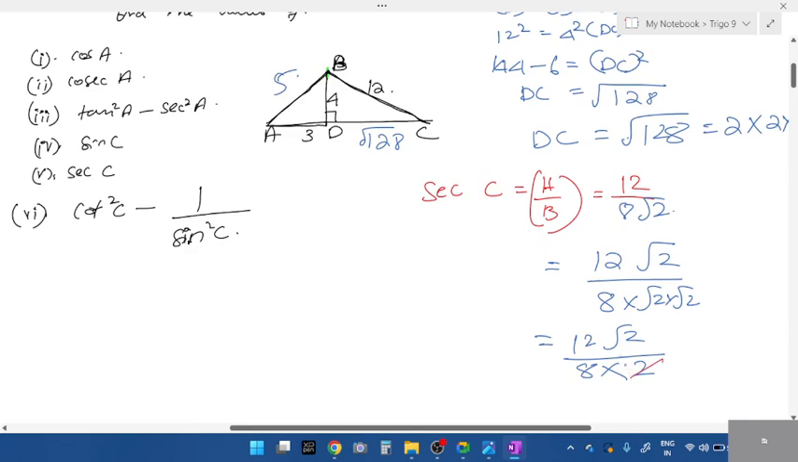Now let me reduce it. When you reduce, what do we get? 2 1s are 2, 6 are. Next, 2 4s are, 2 3s are. What's the final answer? 3 root 2 divided by 4. Make a note.